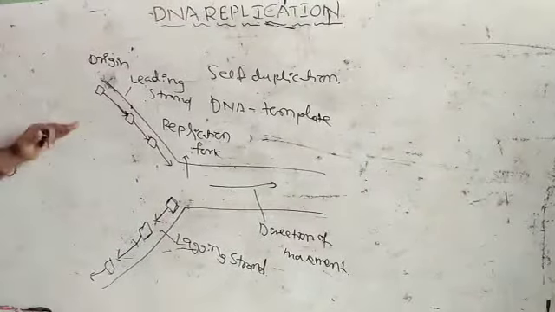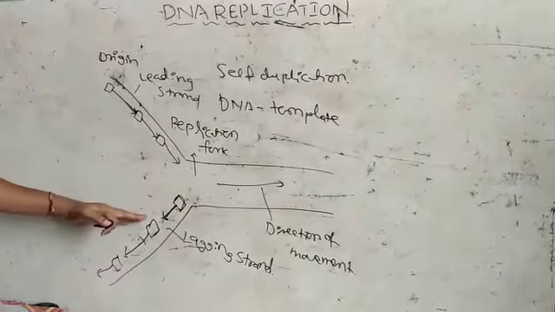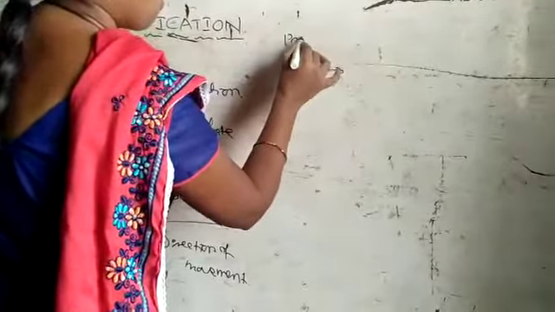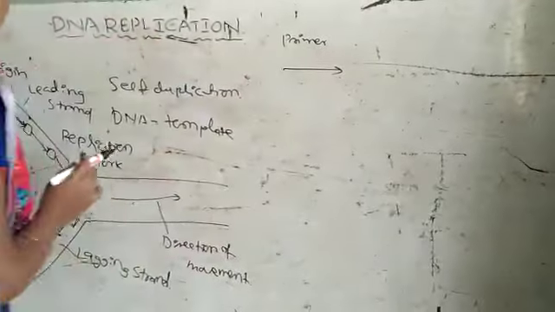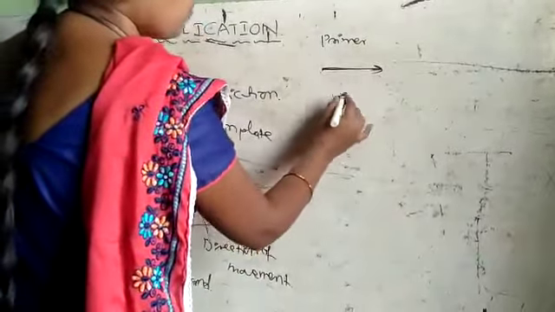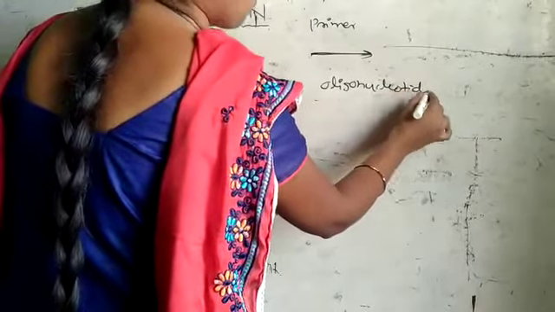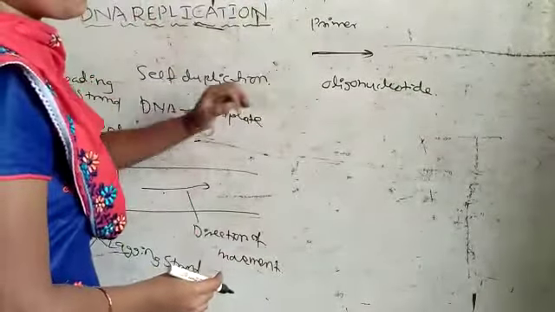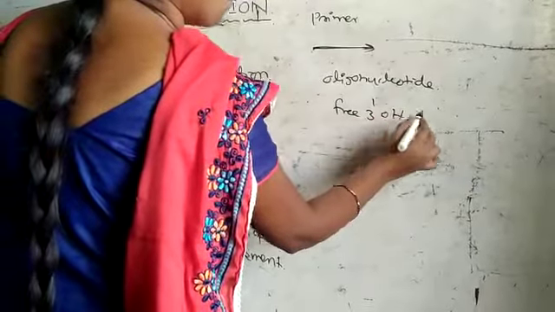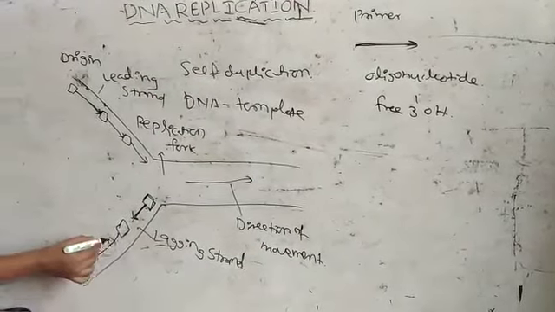Primer dependency is a specific characteristic of DNA replication. A primer is an oligonucleotide sequence. It has a free 3' OH group for the formation of phosphodiester bonds.